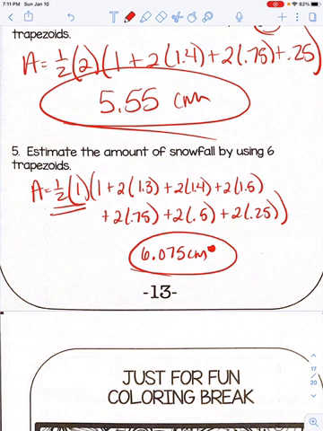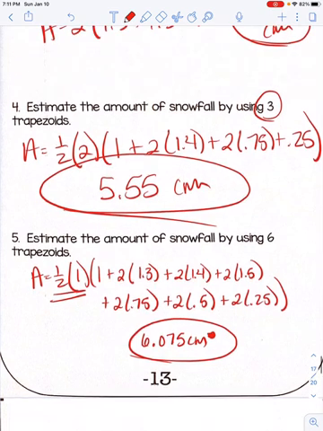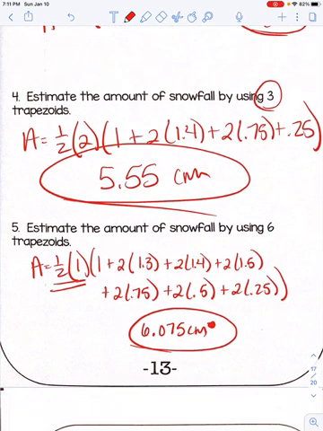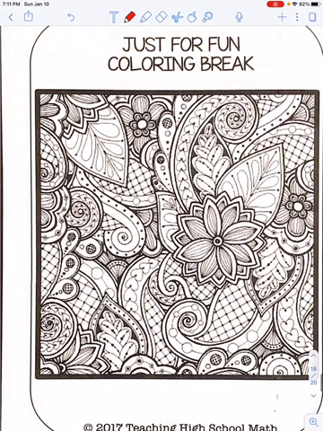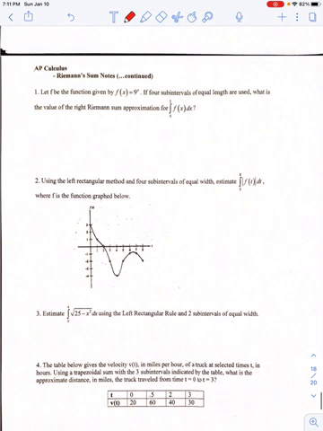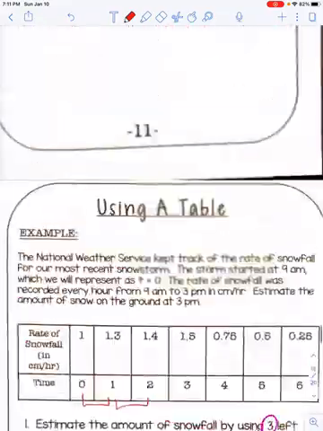That one's going to be the most accurate because it is trapezoids, which is great, and it's more trapezoids than any of the others. So for the trapezoids that we're using, 3 trapezoids aren't going to be as great because it has fewer trapezoids. If I did another Riemann sum that had 12 trapezoids, it would be even better. Okay? And then on the back of this booklet, you see this wonderful, just for fun coloring break. Feel free to color at your leisure.